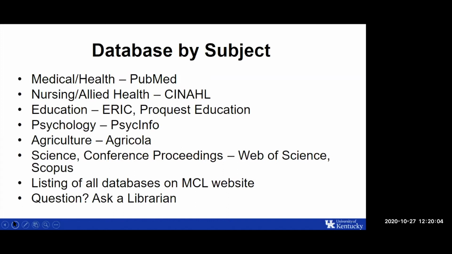In the nursing and allied health field, you would search CINAHL. If your topic is education related, you're going to search ERIC or the ProQuest Education Database. Psychology, you would search PsycInfo. Agriculture, Agricola. For science or conference proceedings, Web of Science and Scopus are very good. And if you're not sure which database you should be searching, you can always ask a librarian to help you decide. There's also a listing of all of our databases on the Medical Center Library's website, and I'll show you that when I get to it.